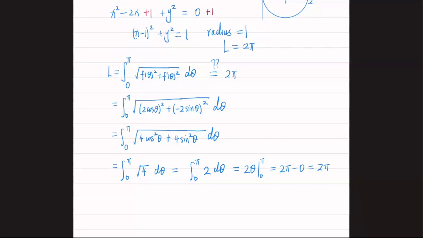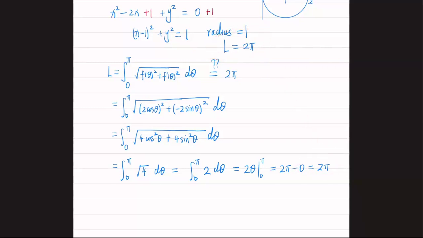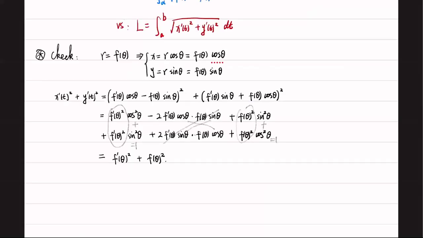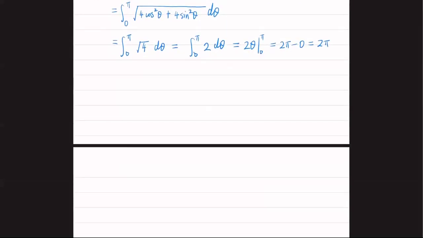Okay, again, we get what we expected. The arc length formula for polar curves is the square root of the summation of the squares of the function and its derivative. And this comes from the Pythagorean theorem from here. Okay, so this is about the polar curves.